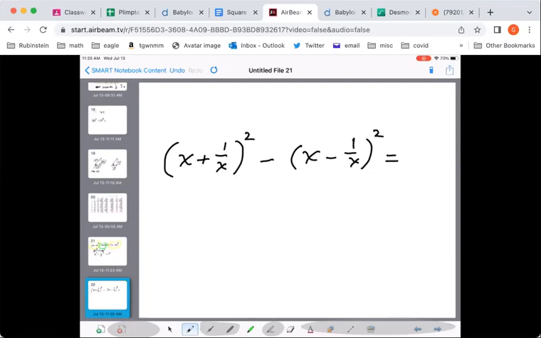Equals what? 4. Yes, just the number 4. If you don't believe it, you could do FOIL and watch what would happen. Sorry, dead spot on the iPad. x squared. When you do FOIL, x times 1 over x is 1. So you end up with plus 2.